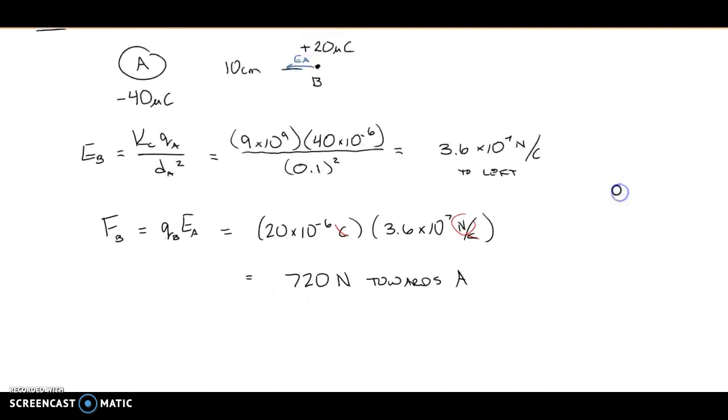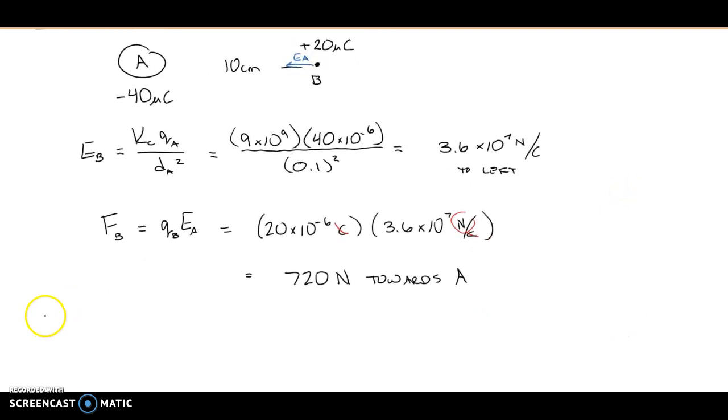And I could have gotten this by plugging right into our other equation. I can take my Coulomb's law equation, which is just K Q1 Q2 over the distance between them squared. I would get 9 times 10 to the 9th.